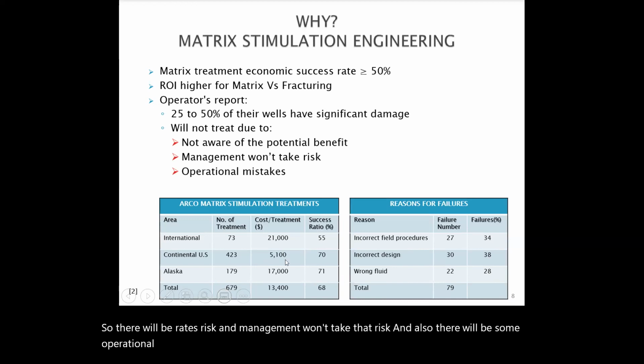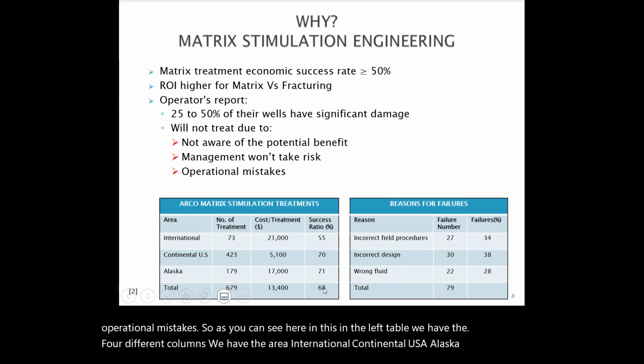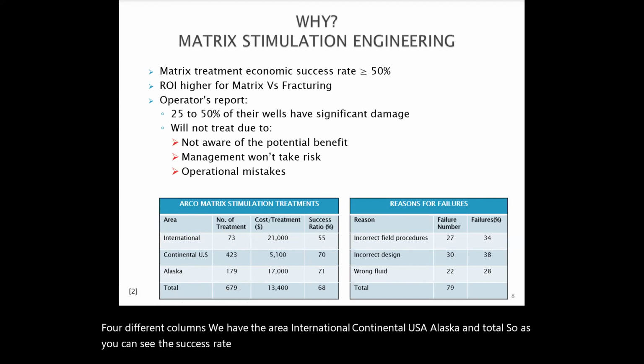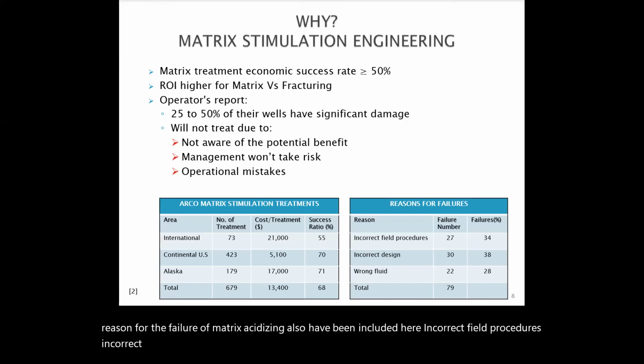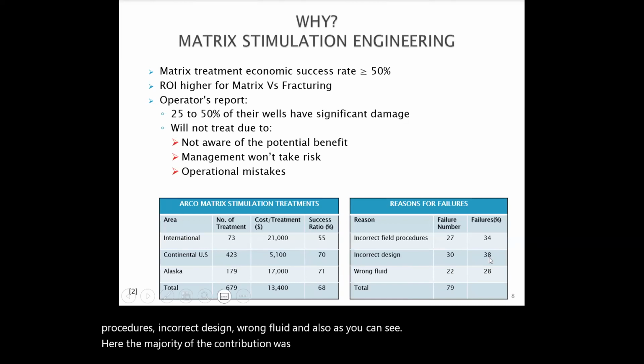As you can see in the table on the left, we have four columns: international, continental US, Alaska, and total. The success rate for matrix stimulation treatment is about 68%. The main reasons for failure of matrix acidizing are also included here: incorrect field procedures, incorrect design, and wrong fluid. The majority of the contribution was incorrect design, which is very, very important.